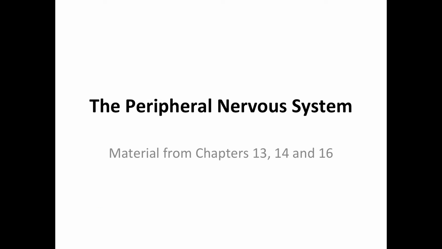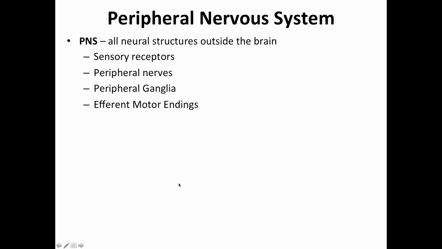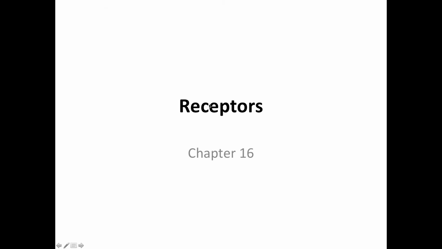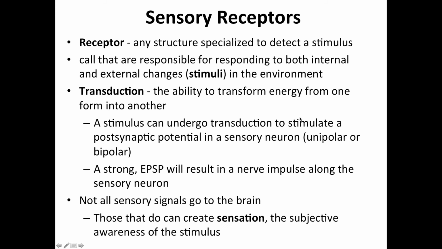14, and 16, and it will encompass the structures that we do associate with the PNS, so sensory receptors, peripheral nerves and their peripheral ganglia, as well as motor endings of effector organs. We begin with receptors. Most of this information can be found in chapter 16. This will be the only section that we discuss from chapter 16 until we discuss the special senses in the very last lecture of the semester.